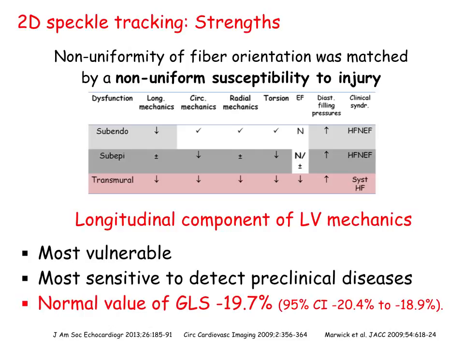Non-uniformity of fiber orientation was matched by a non-uniform susceptibility to injury. The longitudinal component of left ventricular deformation, governed by the subendocardial region, is the most vulnerable and therefore the most sensitive to detect the presence of preclinical myocardial disease. In healthy volunteers, the mean value of normal GLS is minus 19.7%, with 95% confidence interval that expands between minus 18.9 to minus 20.4%.